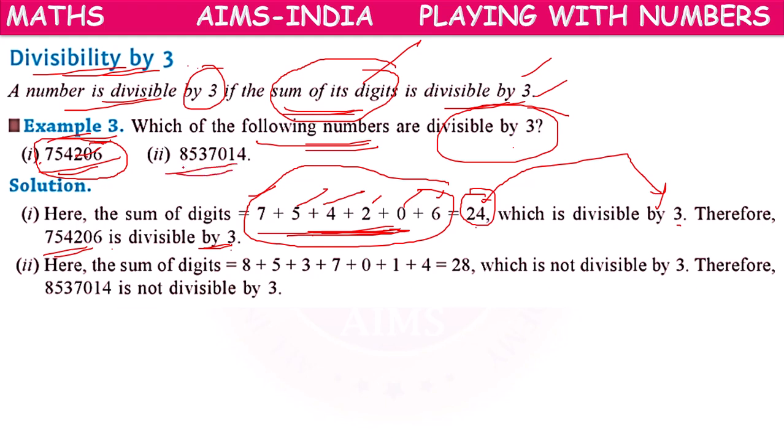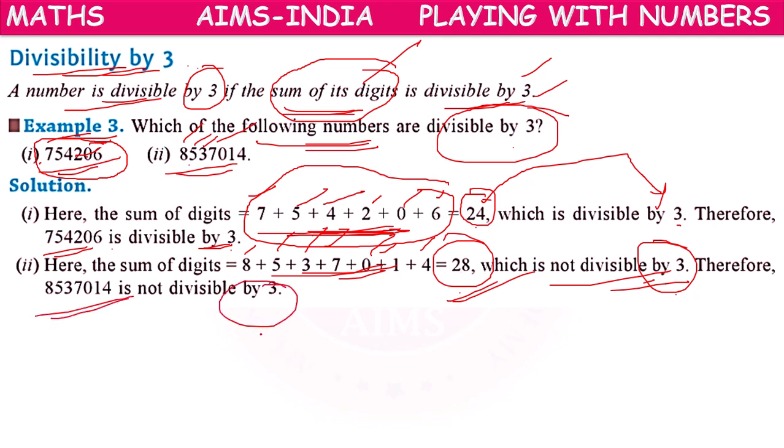In this number, let's take the sum of all the digits. 8, 5, 3, 7, 0, 1, 4. The sum of all the digits is 28. That is not divisible by 3 because 3 nines are 27 and 3 tens are 30. So 3 cannot divide 28. So the total number is not divisible by 3.